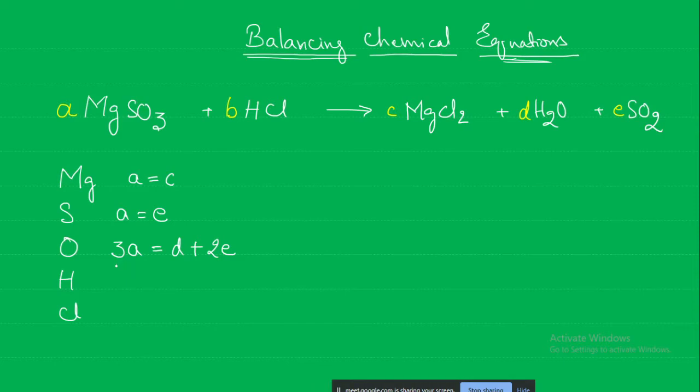For HCl, hydrogen B is equal to, on this side 2 hydrogens are there, so 2D. Chlorine B is equal to, here 2 chlorines are there in MgCl2, therefore it becomes 2C. So you first write how much is there on the reactant side, and the same amount will be there on the product side. You have written it this way. Till now, any doubt? No, sir. Okay, good.